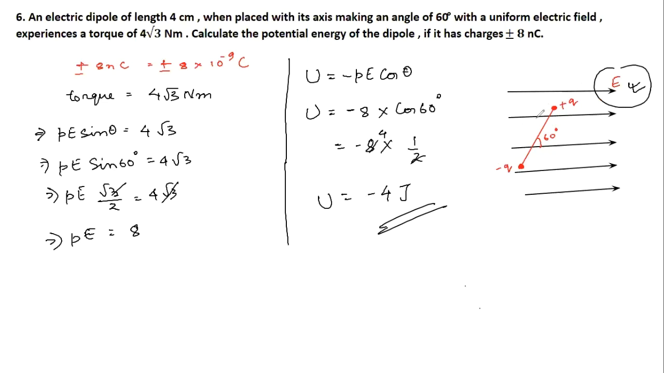electric field E. This question is very important because CBSE has asked such types of questions a number of times. So if a torque is given to you, and you are asked to find the potential energy, from the torque part you can easily find your PE value, and you can replace this PE value in our potential energy expression, and that will give you your net potential energy.